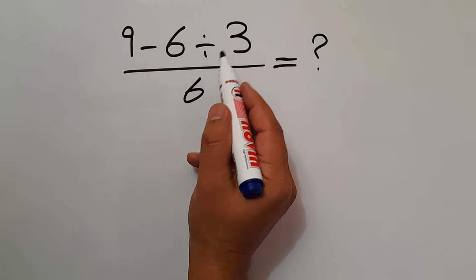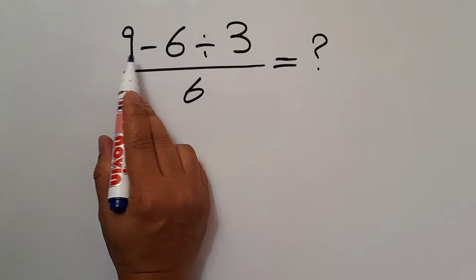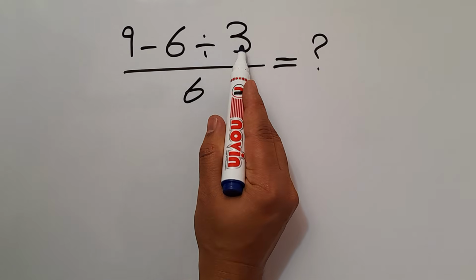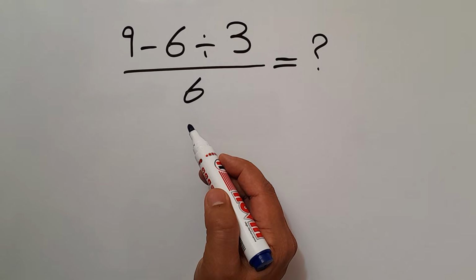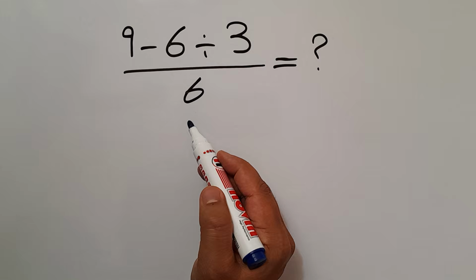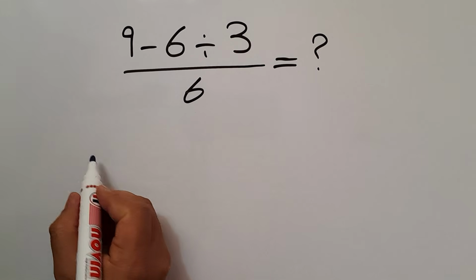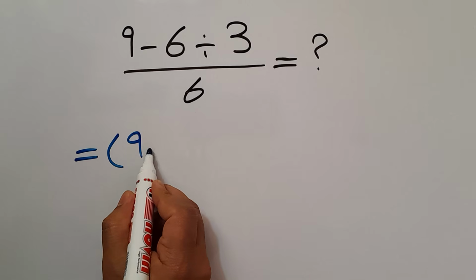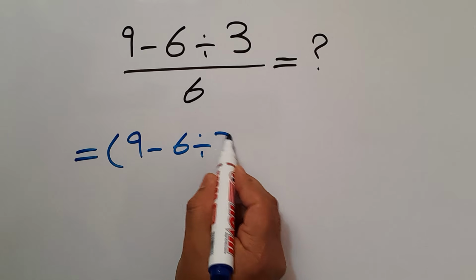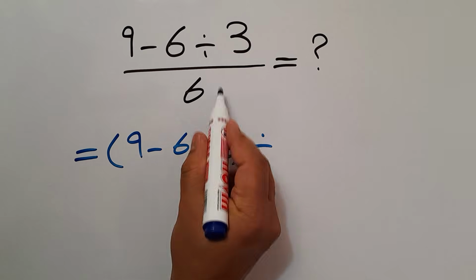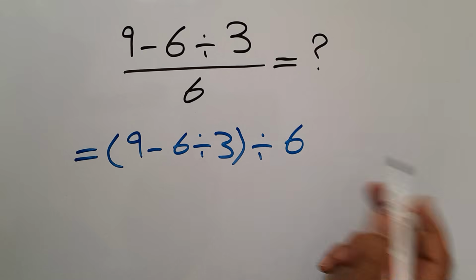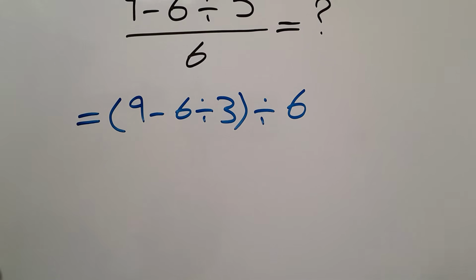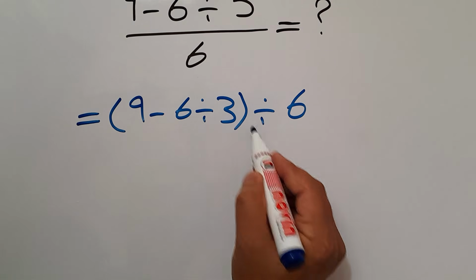In this video we want to find the value of this fraction: 9 minus 6 divided by 3, over 6. Are you ready to solve? Let's go ahead and get started. Instead of this fraction we can write parentheses, the numerator 9 minus 6 divided by 3, divided by the denominator, which is 6. Okay? And now we have this parentheses and this division.